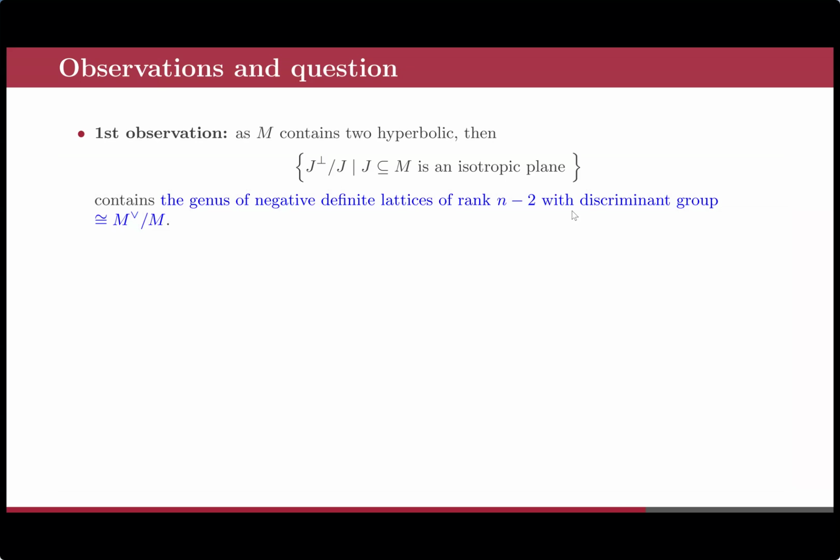Now these are the observations and the questions. The first observation is, as M contains hyperbolic planes, one can show that when you vary the isotropic plane J, J perp over J actually covers the genus of the negative definite lattice of rank n, whose discriminant group is nothing but M dual over M. So when you vary J, you actually obtain the whole genus of this negative definite lattice of given rank and discriminant group.